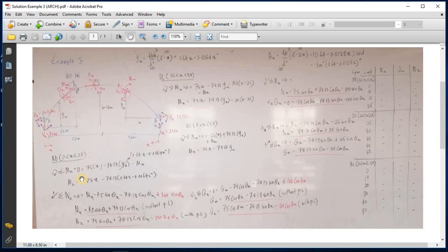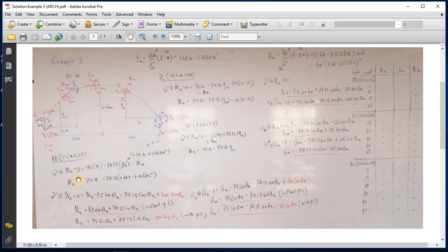For example, let's look at the first range, which is AD. The limit is 0 to 2.25 meter. By taking a moment, we need to consider all the internal forces, which are the moment, axial force, and the radial shear force.